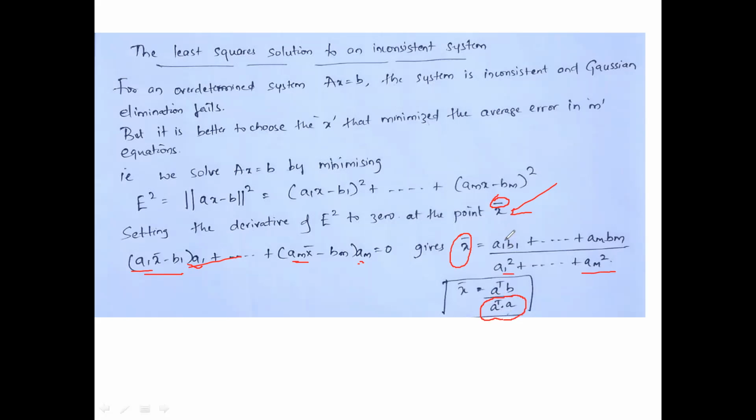Numerator, what you get? a1 b1 plus a2 b2 plus a3 b3 plus up to am bm. So it's a transpose into b. The idea is you can get an approximation, and it's going to be equal to not x but x bar, and it can be got by a transpose into b divided by a transpose into a. Isn't it comforting? Your row reduction could not solve it. Inverse did not exist, but then you are trying to get a value which is almost there.